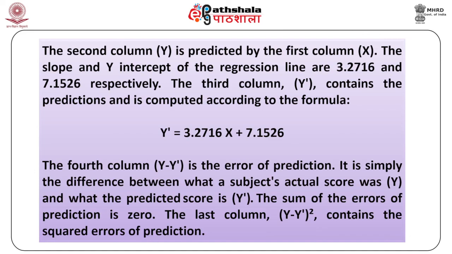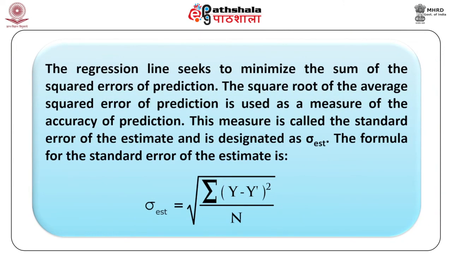It is simply the difference between what a subject's actual score was, that is y, and what the predicted score is, that is y dash. The sum of the errors of prediction is 0. The last column, that is y minus y dash whole square, contains the squared errors of prediction. The regression line seeks to minimize the sum of the squared errors of prediction. The square root of the average squared error of prediction is used as a measure of the accuracy of prediction.